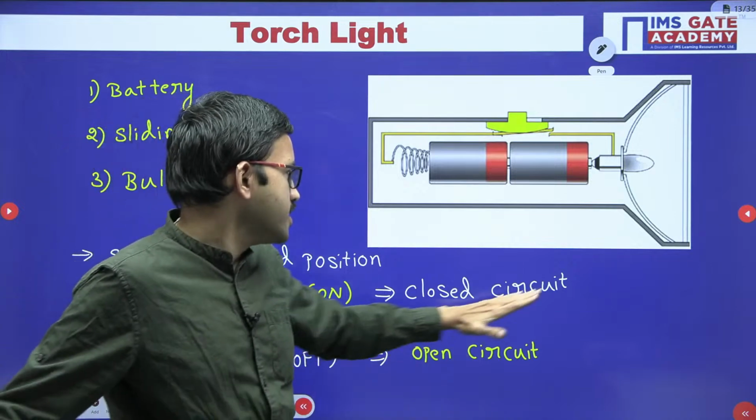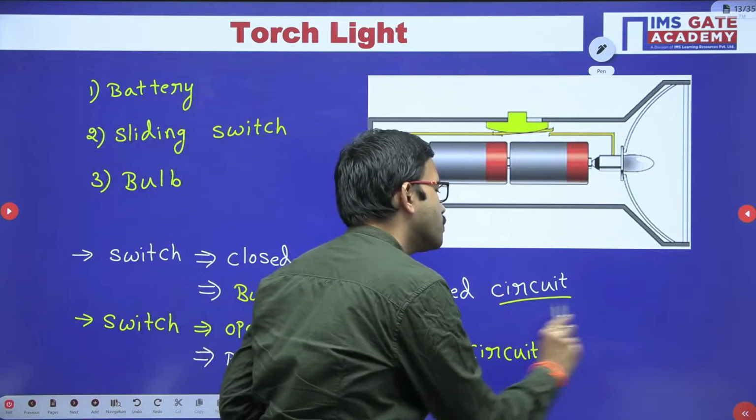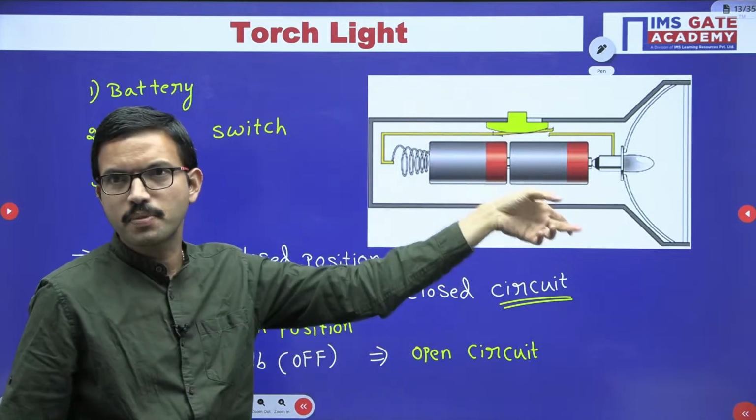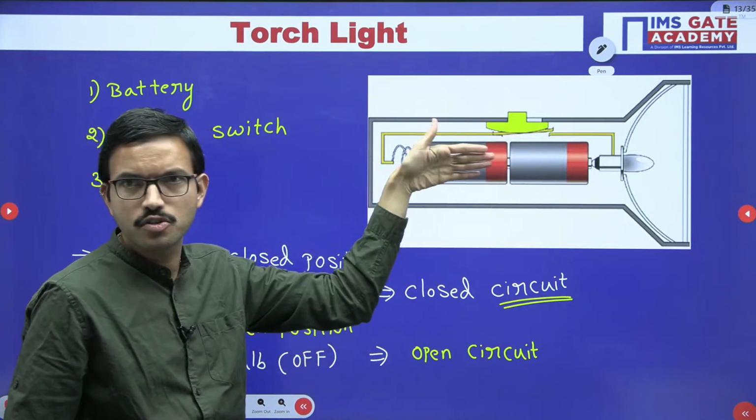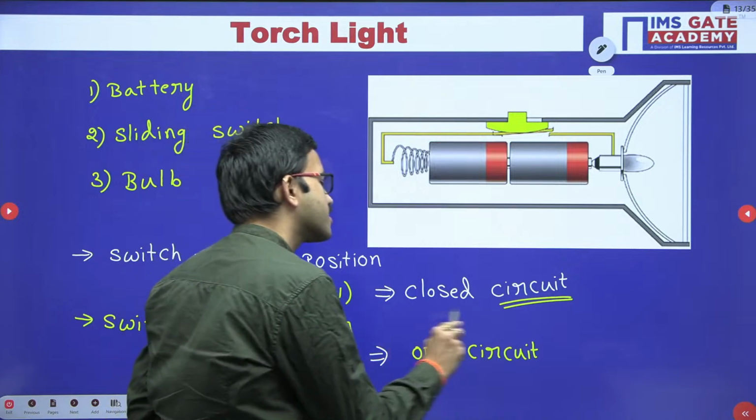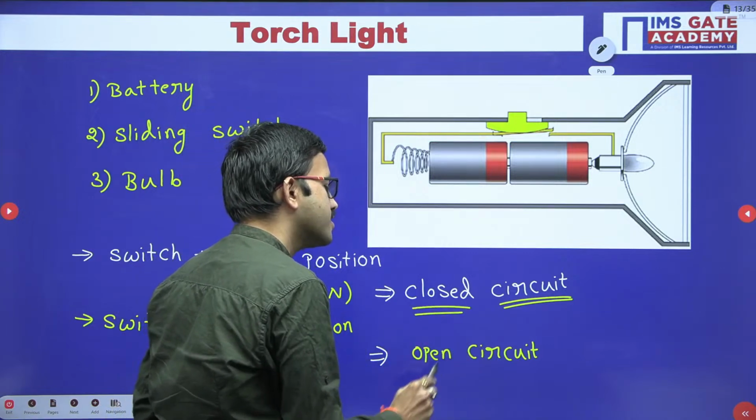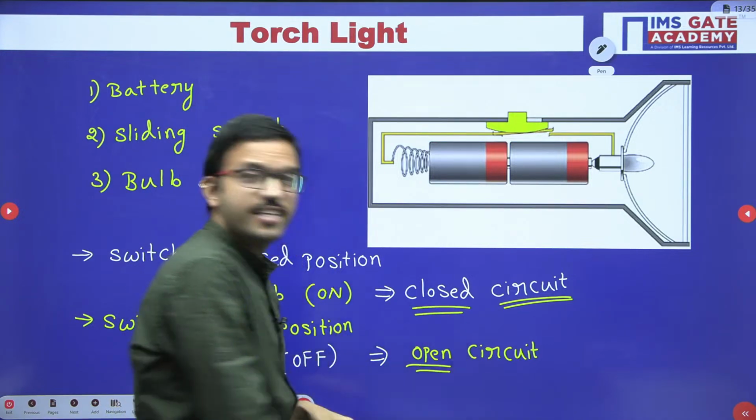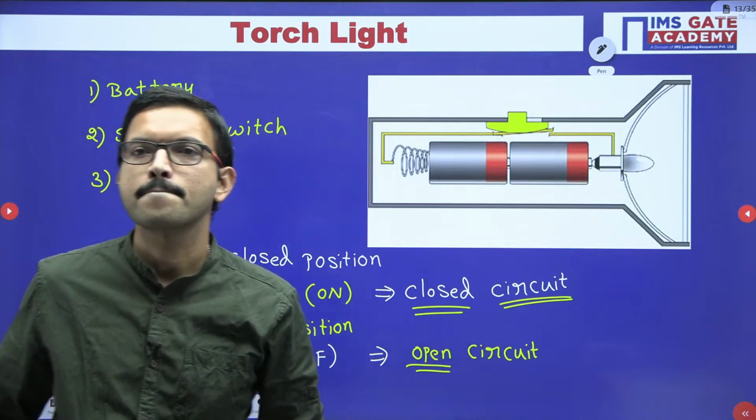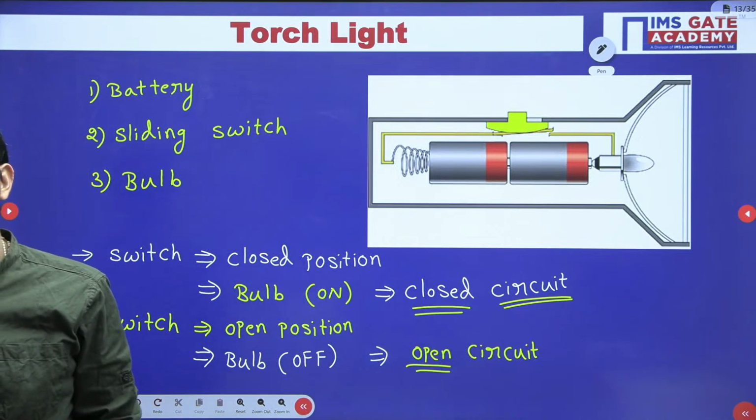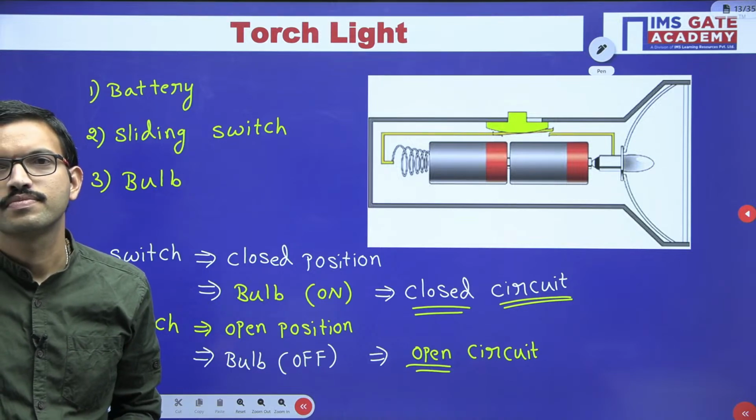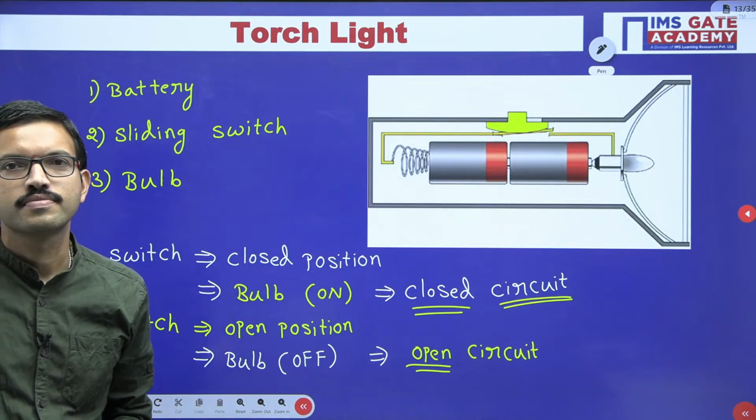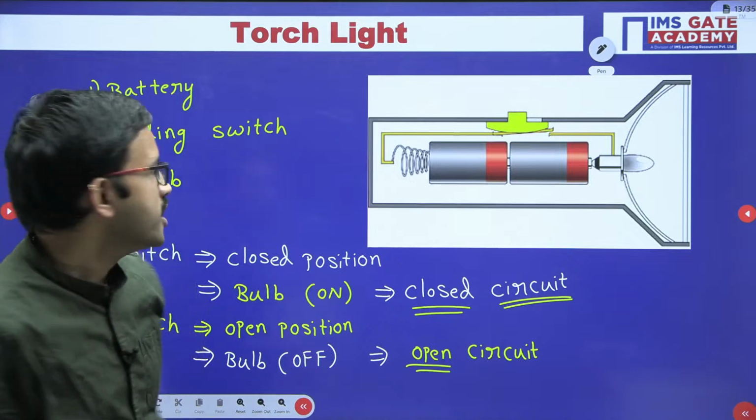See, in the first case, I am calling it a circuit, there is no problem because you have a closed path. In the closed path, current flows. But what about the other case? Why am I still calling it a circuit? Any guess? This is very interesting. Yeah, you can observe here.